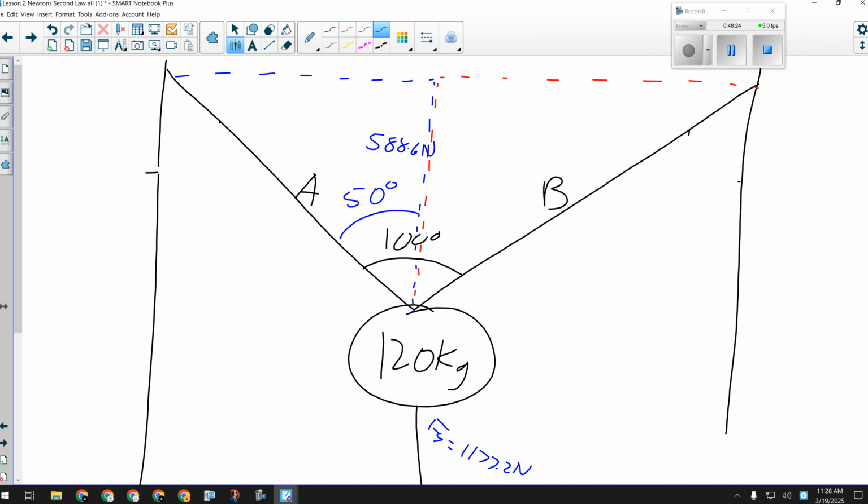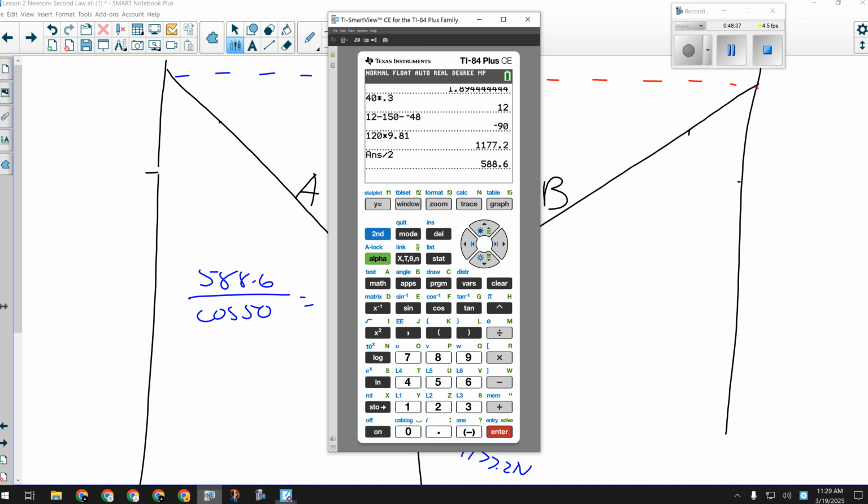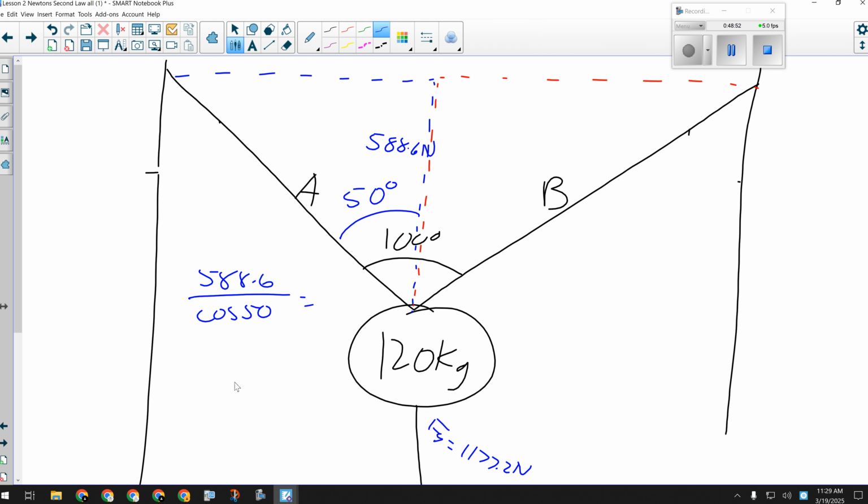I'm looking for the hypotenuse. I have the adjacent side, so I simply go 588.6 divided by the cos of 50, and I've got my tension in the other cable. All right, so each cable will have 916 newtons worth of tension force in it.